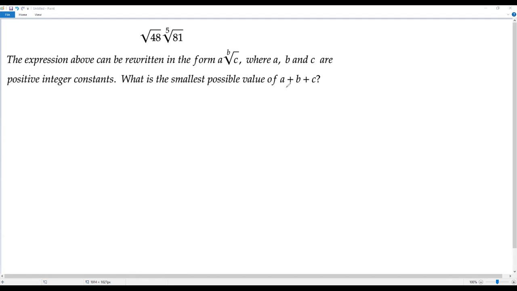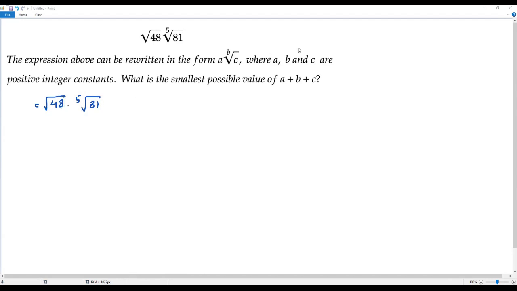Okay, here to get the values of a, b, and c, we have to rewrite the given expression in this form. Let me take the given expression as it is: square root of 48 times fifth root of 81. To simplify this expression, we have to write 48 as a product of its prime factors. The same thing we have to do for 81 as well.